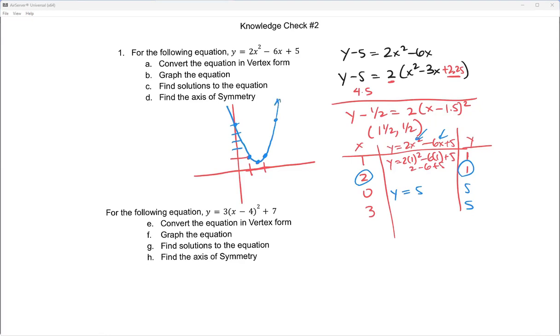Find the solutions to the equation. This is no solution. Why does this not have a solution? Because it doesn't go through the x-axis. And the axis of symmetry would be what? What's this vertical line? What's the equation of this vertical line? Yeah, x equals 1/2. Yep, 1.5.